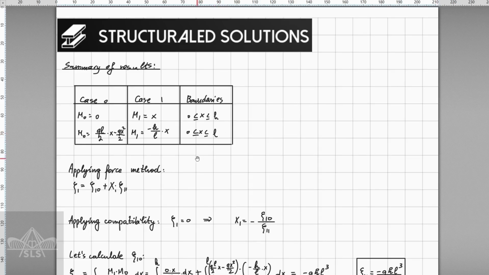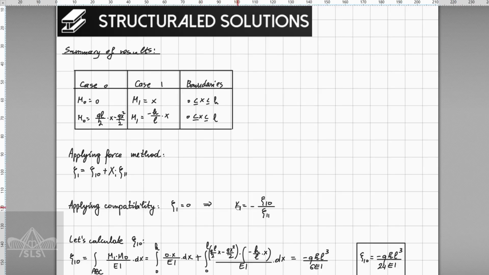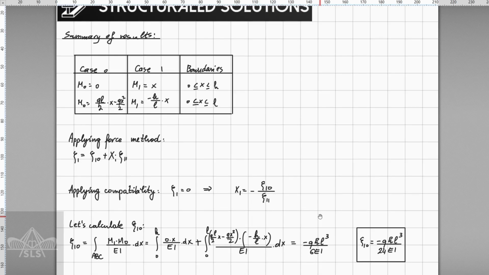Next, we can apply the force method, and if we apply the compatibility, we are going to be able to find the value of our redundant, for which we just have to solve these two unknowns. As you may now already know, that is going to be quite easy.